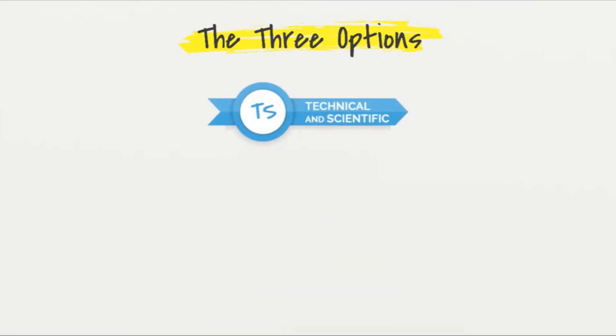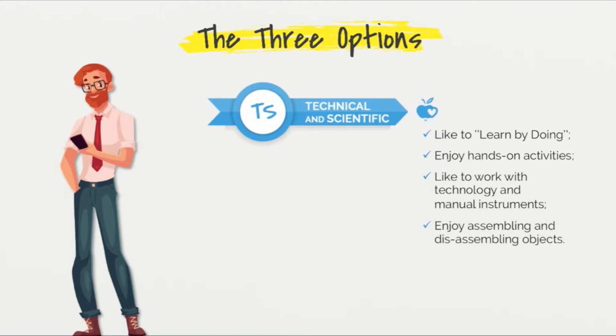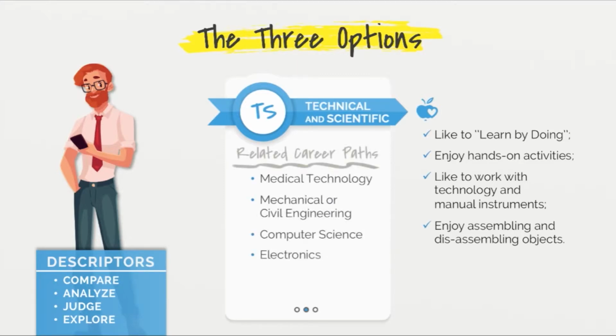The technical and scientific option is intended for students who like to learn by doing, via hands-on, concrete activities. They also like to work with technology and manual instruments. Simply put, these students like to explore how things work by taking them apart and putting them back together. Descriptors for what students do in the TS option are compare, analyze, judge, and explore. The TS option prepares students for studies in medical technology, various types of engineering, and computer science.